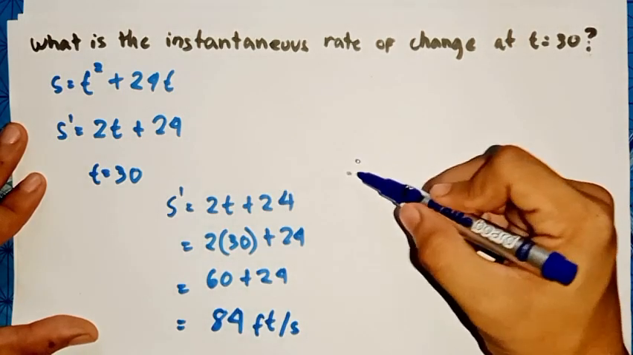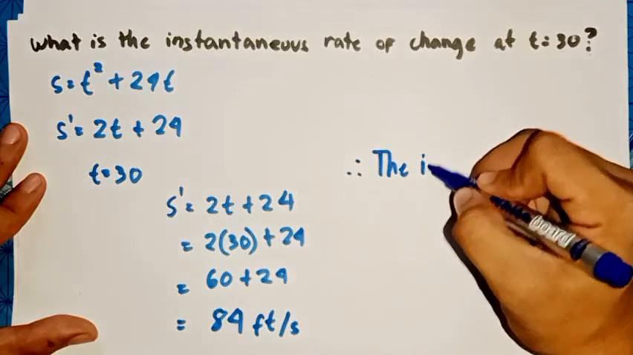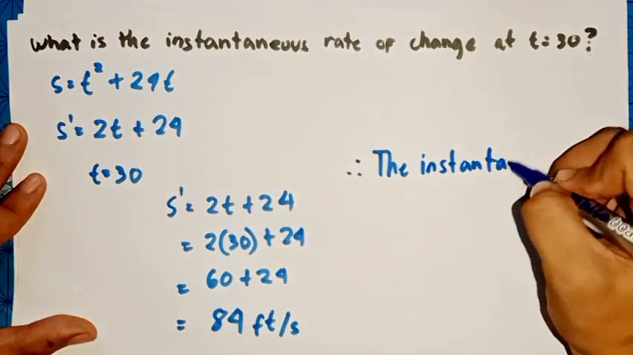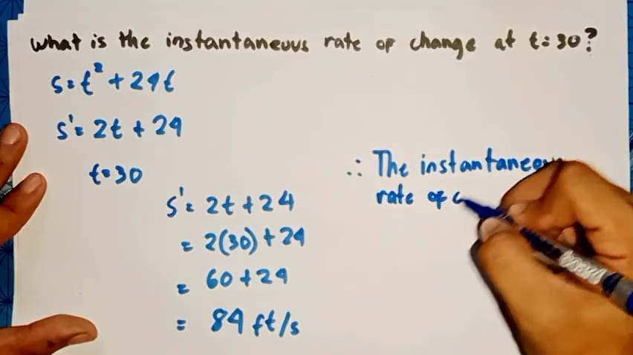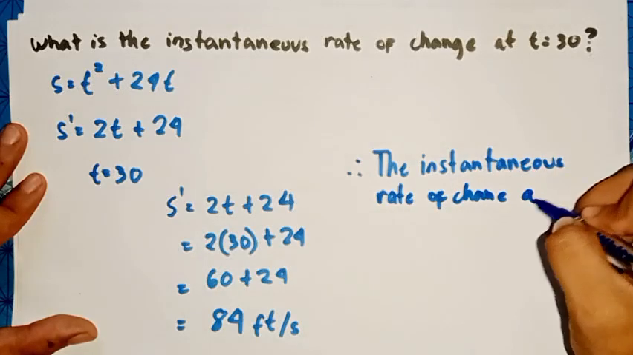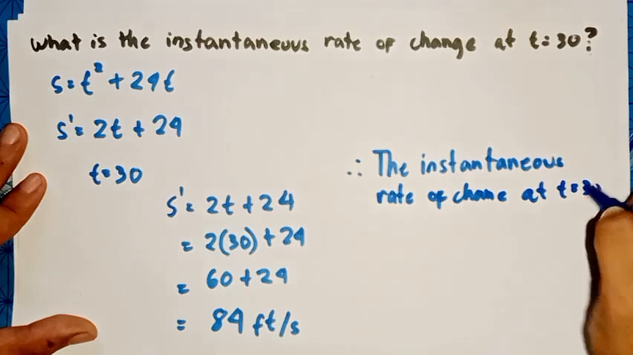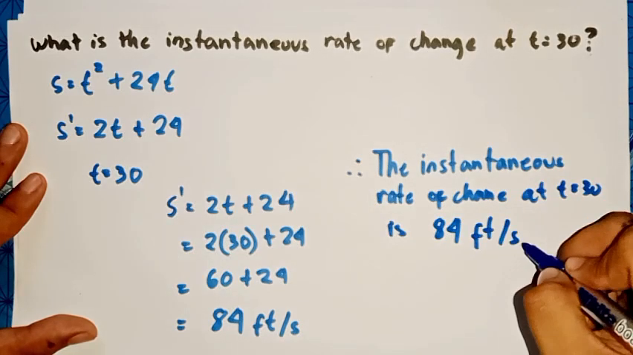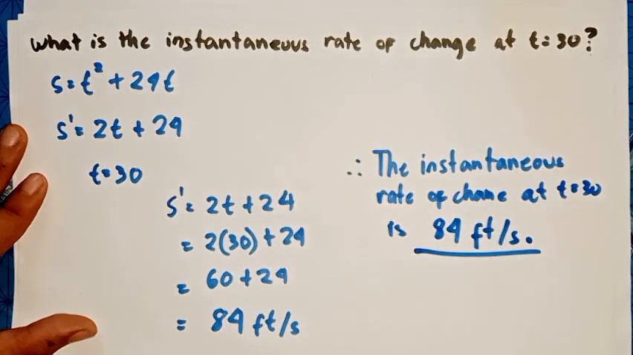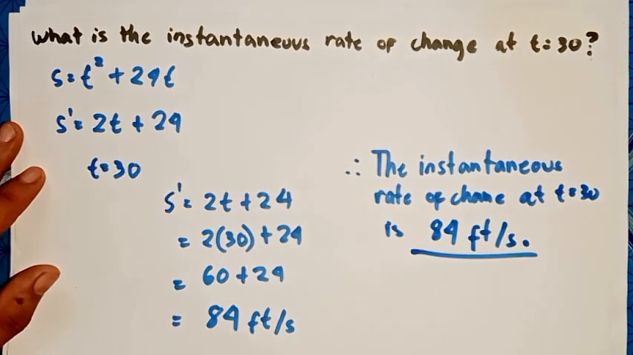Therefore, the instantaneous rate of change at t is equal to 30 is 84 feet per second. That's it for item number 3.